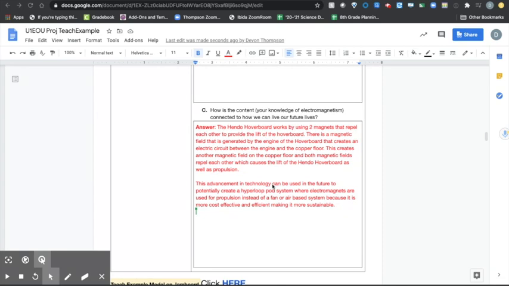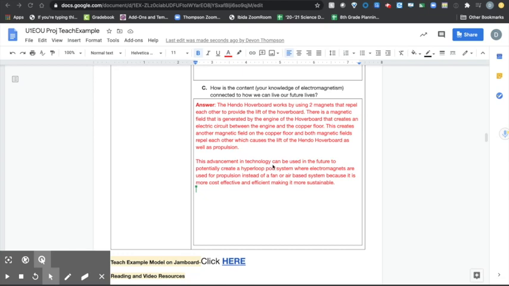So the Hendo hoverboard works by using two magnets that repel each other. This is the science content that connects its use to how it can improve our future lives. The Hendo hoverboard works by using two magnets that repel each other to provide the lift of the hoverboard. There is a magnetic field that is generated by the engine of the hoverboard that creates an electric circuit between the engine and the copper floor. This creates another magnetic field on the copper floor, and both magnetic fields repel each other, which causes the lift of the Hendo hoverboard as well as propulsion, which is movement forward.